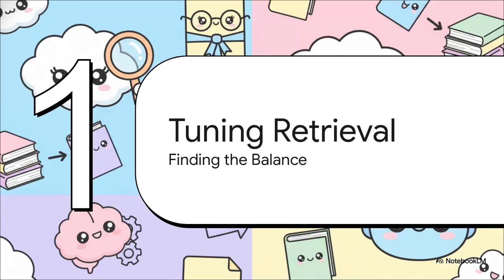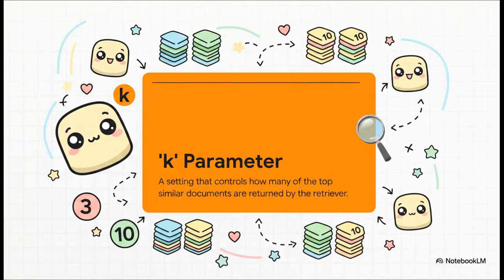But just finding documents is really only the first step. To get the best performance, you need to find the right number of them. And this is where we get into tuning your retrieval, and it's a really delicate balancing act. The main dial you can turn here is a little parameter called K. It's actually super simple. K is just the number of documents the retriever is going to go fetch. So if you set K to 3, you get the top 3 results. Set it to 10, you get the top 10. It's a tiny setting, but it has some pretty big consequences.